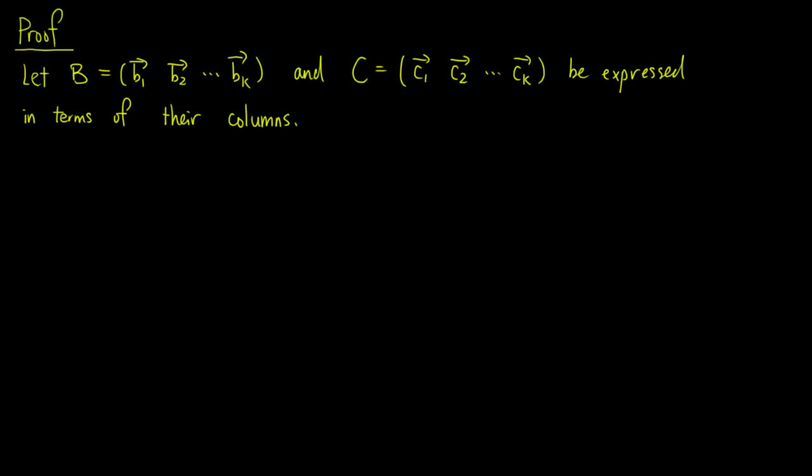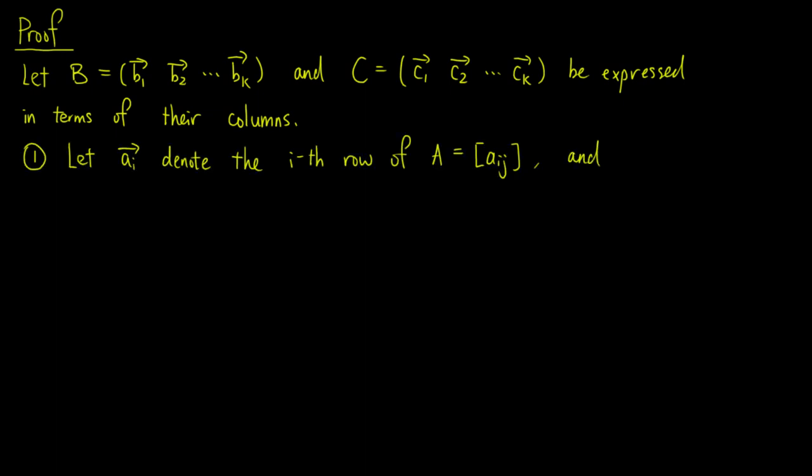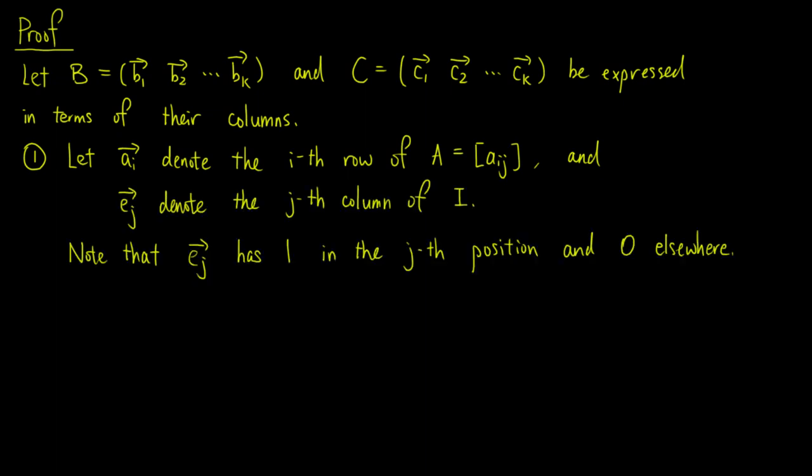As before, we write B equals B1, B2 up to Bk, and C equals C1, C2 up to Ck, expressed in terms of their columns. For the first point, we'll let Ai denote the ith row of A, which has entries Aij, and Ej denote the jth column of I. Note that Ej has 1 in the jth position and 0 elsewhere.